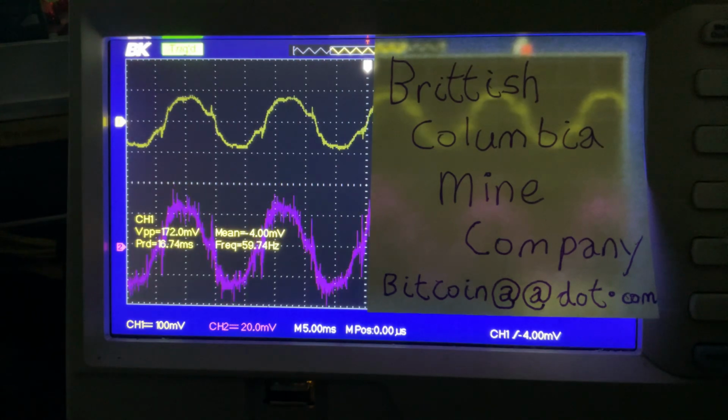This is the best fix I've ever had on her. I'm actually getting a clear reading. And the PRD is period. And the formula for that is frequency equals 1 over T. That's time. That's the period. So if you put 60 equals 1 over T, you do the math.